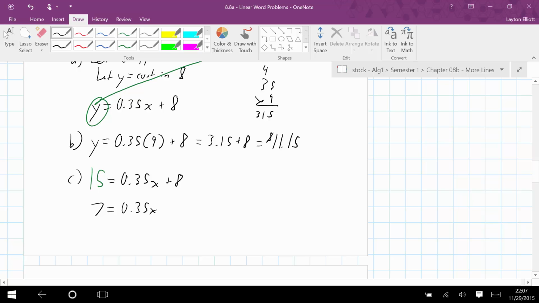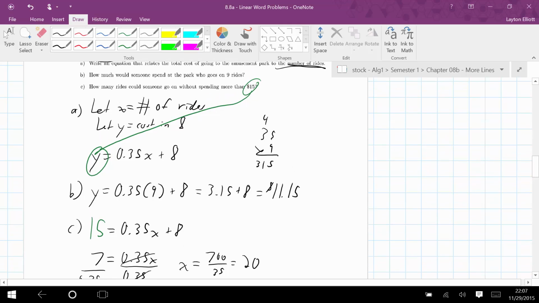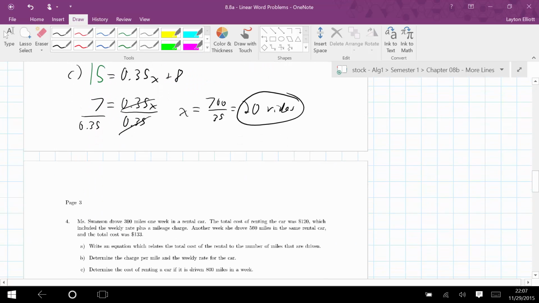I would cheat and divide both sides by 7 and then clear that, but let's just divide both sides by 0.35 and keep it simple. And since I don't want to turn away to a calculator, I'm going to go 7 over 0.35 is the same as 700 over 35, which is 20. So how many rides could someone go on without spending more than $15? That would be 20 rides. You could go on 20 rides and still not go over $15.